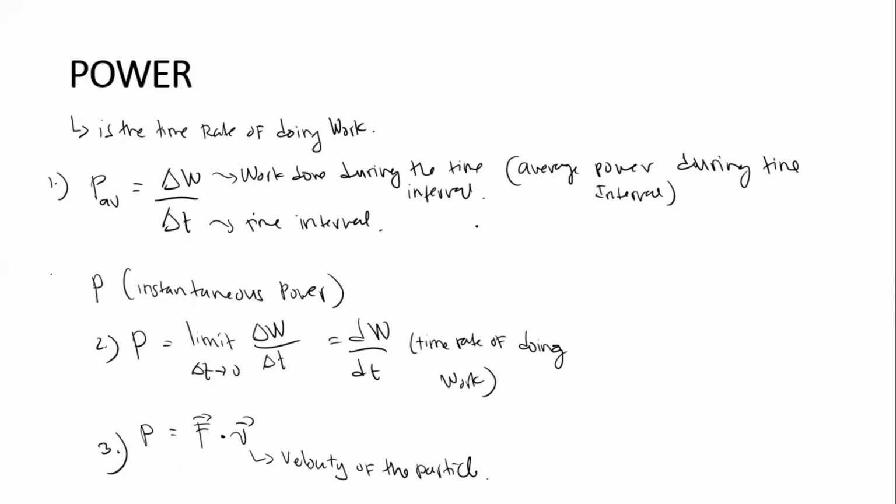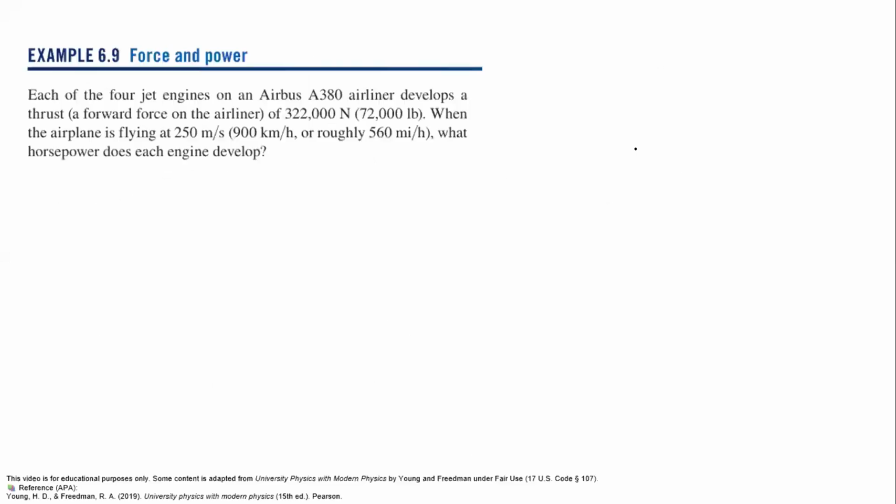Okay. What is the unit of power? The unit of power is 1 watt. This is equal to 1 joule per second, because of the work done during the time interval. Okay, that's the definition of power, that is the time rate of doing work.